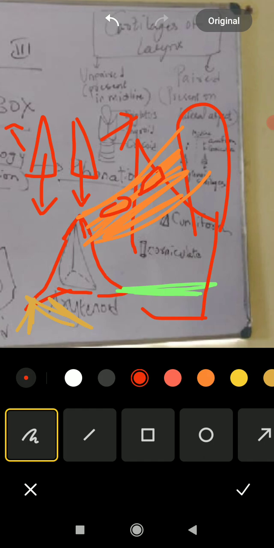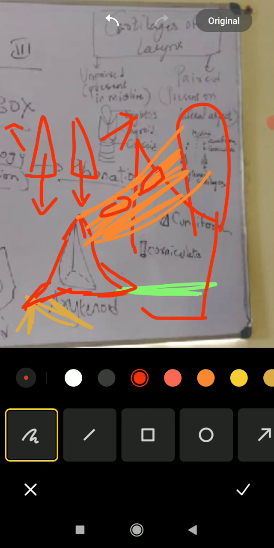The base of the arytenoid sits on the cricoid cartilage to form the cricoarytenoid joint. It has a process directed forward called the vocal process, which gives attachment to the vocal ligament. It has a process directed sidewards or laterally called the muscular process, which gains attachment to the muscles of the larynx.